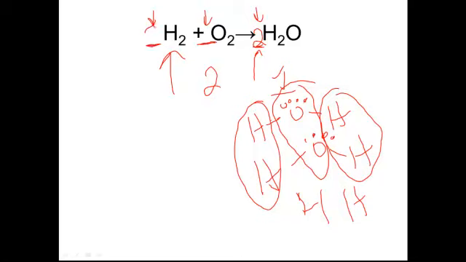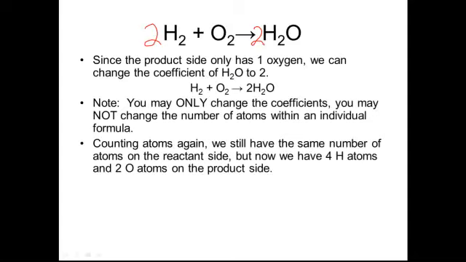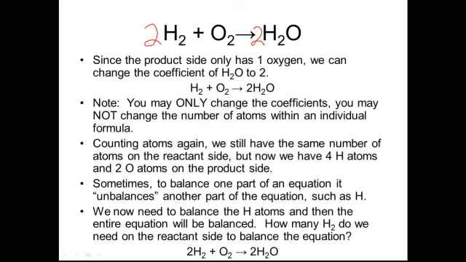So now we're going to put a 2 right here. Now on our left-hand side, we have 4 hydrogens, and on our right-hand side, we have 4 hydrogens. Overall, all we have to do is a 2 goes here and a 2 goes there, and now our equation is balanced. Here's just some more of basically what I just talked about, and there's our final answer down there at the bottom.